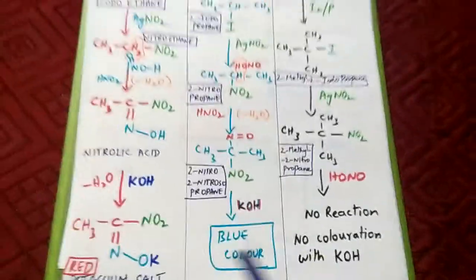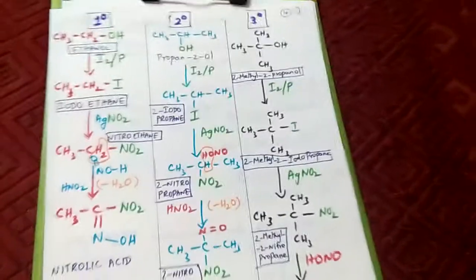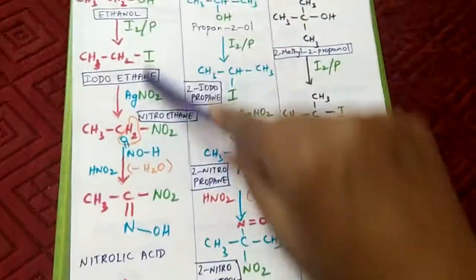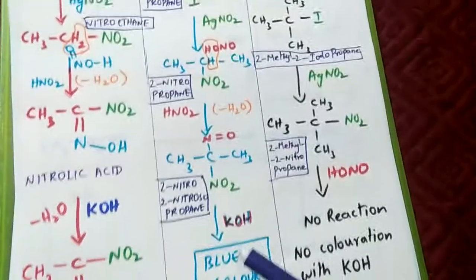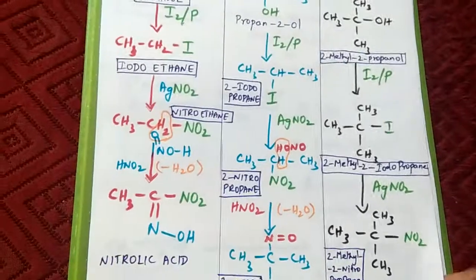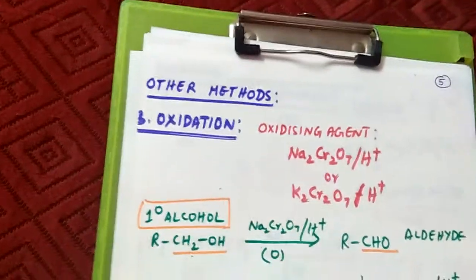So this is the difference between primary, secondary and tertiary alcohol. There is a physical change: the primary alcohol gives a red color with Victor Meyer's reagents, the secondary alcohol will give a blue color, and the tertiary alcohol will not give any color. So this is how you can distinguish between primary, secondary and tertiary alcohol by Victor Meyer's test.